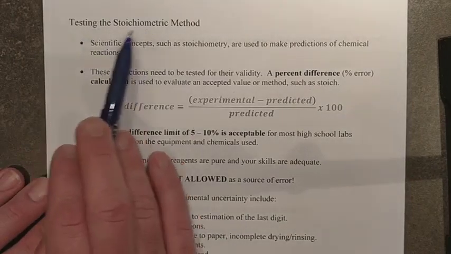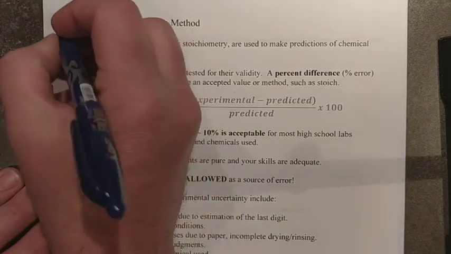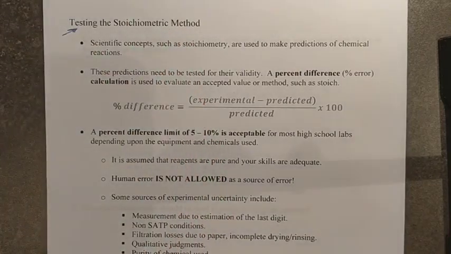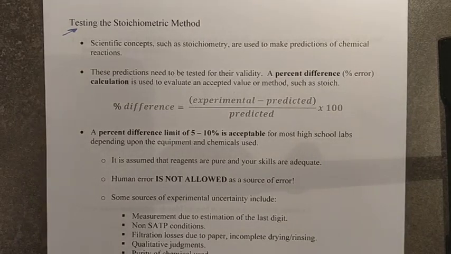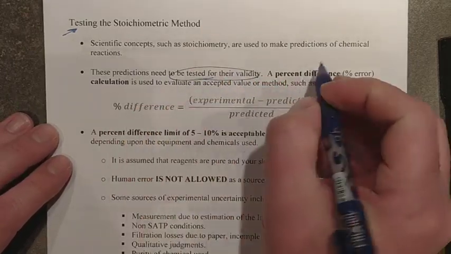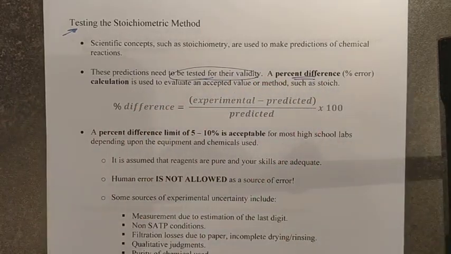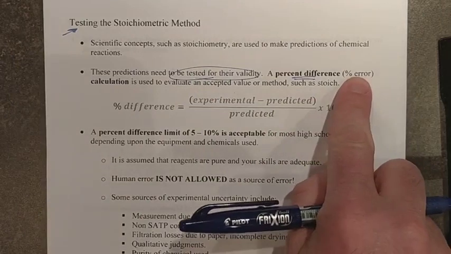And so what we're going to do here is look at testing the stoichiometric method. And we're taking a lot of time here, so this is something that should work. But one of the best things that we can do to test a method is to test a prediction of said method against a well-known standard or target value, to see how good the prediction is. We can test it for its validity with a percentage difference calculation. This is sometimes called percent error.